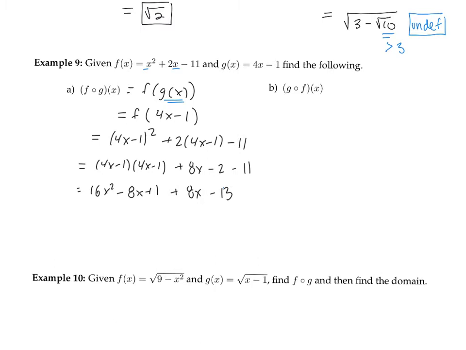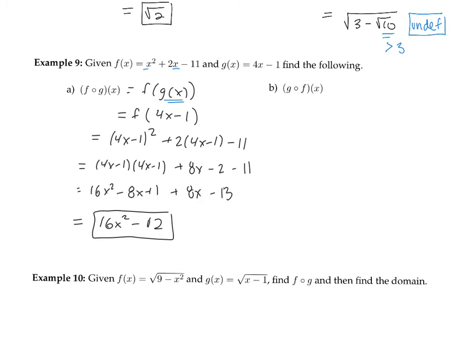And then once you're at there, just combine like terms. So you've got 16x squared. What happens to your x's? They cancel, and then you have minus a constant of 12. Negative 12. Yep, so 16x squared minus 12. Great.